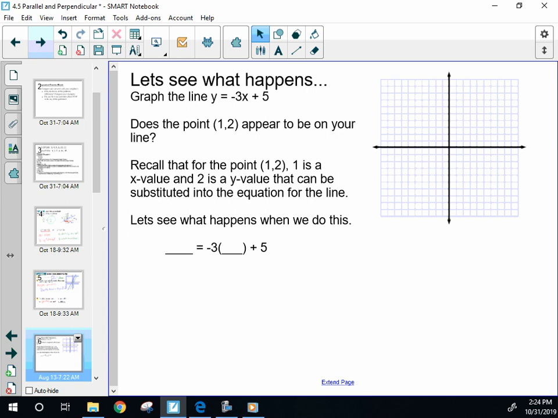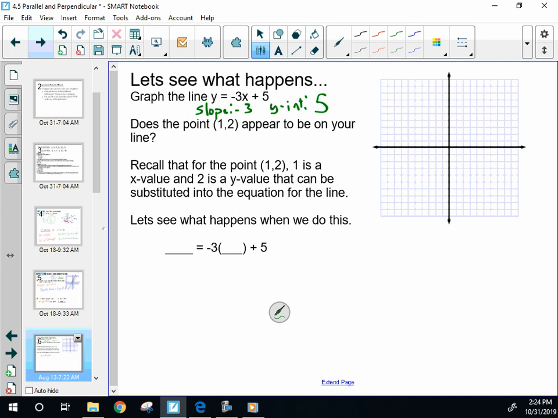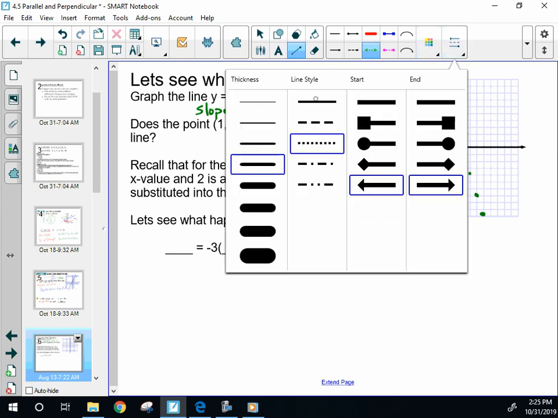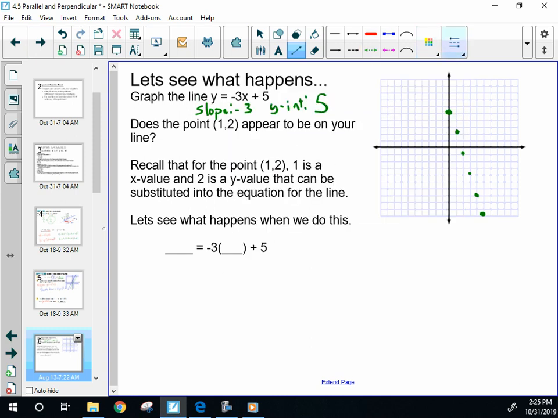Now, we're going to take a look at the line y equals negative 3x plus 5. I want you right now to go ahead and graph it. It's got a y-intercept of 5 and a slope of negative 3. There's 5, and a slope of negative 3 means it goes down 3 over 1. I just keep going over. It helps me get my line straighter. If I'm drawing a line through multiple points, it'll be straighter than just doing 2.